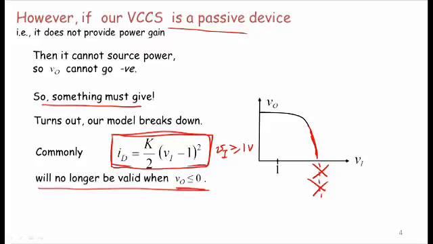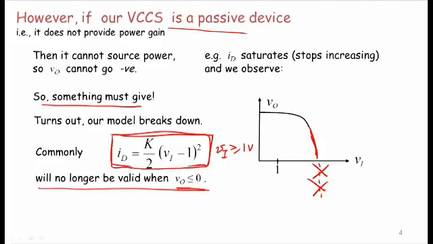In fact, as V naught begins to approach 0, something very interesting should happen. As V naught begins to approach 0, ID saturates. ID stops increasing. Notice here that ID increases as Vi minus 1 squared. And in a practical device, which is a passive device, as V naught begins to approach 0, ID, as one example, might saturate. ID might stop increasing.